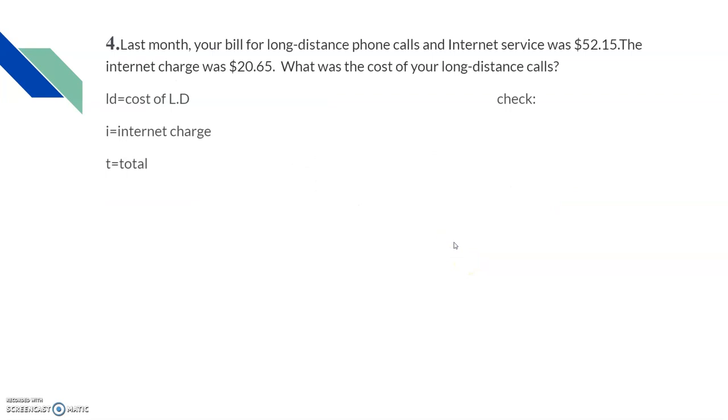Now for number 4, we have last month your bill for long distance phone calls and internet service was $52.15. The internet charge was $20.65. What was the cost of your long distance calls? LD is the cost of long distance calls. I is the internet charge, and T is the total. Now for our equation, we have LD plus I equals T. Now I substitute I with $20.65 and T with 52.15.